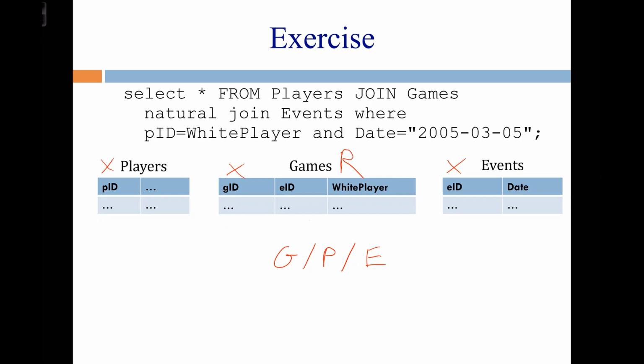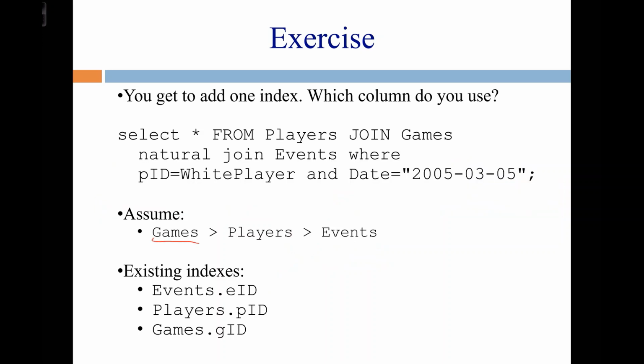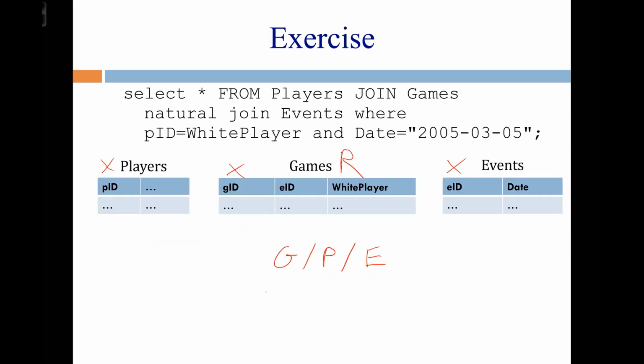So the only problem with this is that we have to do a linear iteration through games and load every page out of games. And games is the largest table, as I stated here. So the only way we could really do better is by using one of the smaller tables as R on the outside relation. So we'll think about an index that we could add that would allow us to use games as one of the inner relations and use one of the smaller tables as the outer relations.